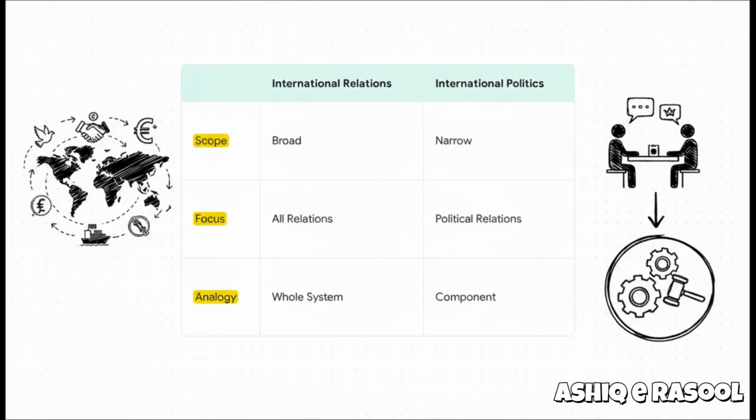This chart just nails the difference. Let's use a real-world example, say the global response to a pandemic. From that broad international relations perspective, you'd study the whole ecosystem, right? The scientists sharing data across borders, the breakdown in global supply chains, the cultural impact. But the international politics lens zooms right in on the power plays. Which country used vaccine diplomacy to make new friends? How did different nations fight over resources to boost their own political standing? You see, it isolates the political chessboard from everything else happening around it.